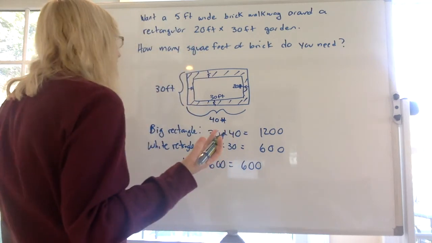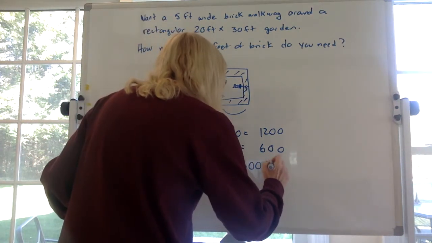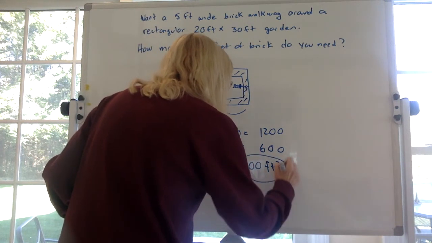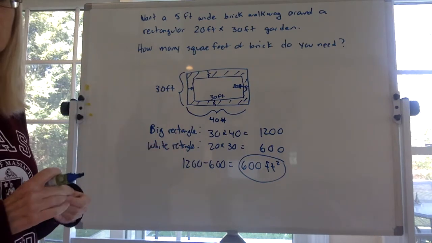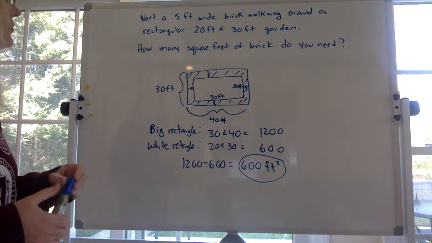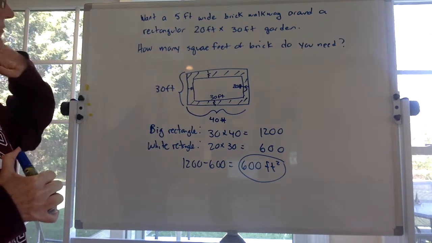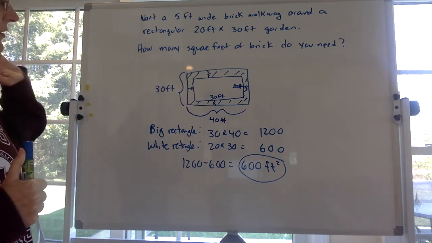What's the unit on it? It's feet, but it's area, right? So it's squared. So you would go to Home Depot or whatever, and you would tell them you need 600 square feet of brick to do this 5 foot walkway around your 20 by 30 garden.